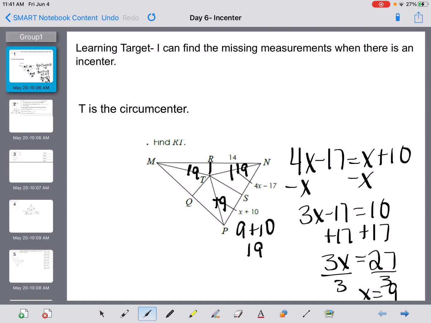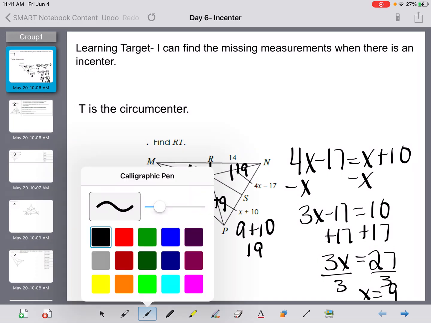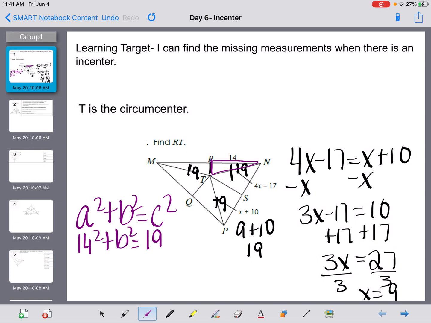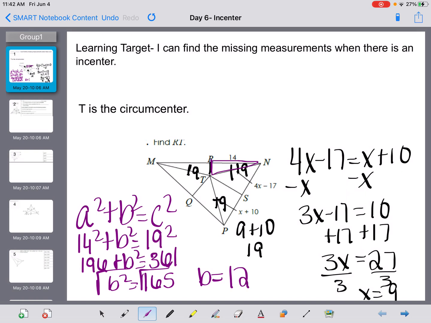Okay? Now I can find the length of RT because I have a right angle here. So I'm going to use a squared plus b squared equals c squared. I'm going to get 14 squared plus b squared equals 19 squared. 196 plus b squared equals 361. I'm going to subtract 196. I get b squared equals 165, and I'm going to take the square root. So b equals 12.8. Okay, so pause me now if you need.